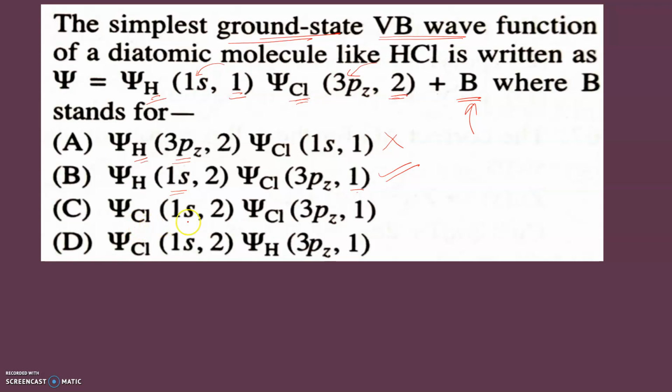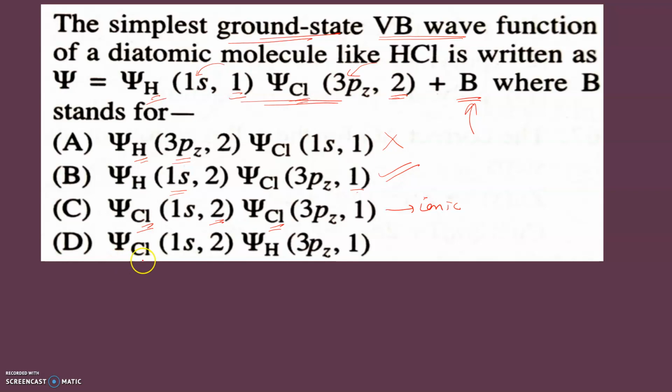What about option C? In option C, electron 2 is with the chlorine, electron 1 is also with the chlorine. It is an ionic part. It is not a covalent part, it is an ionic part, whereas this is actually a covalent part of the wave function. So the equally probable covalent part is option B only. Option C will give you an ionic part.